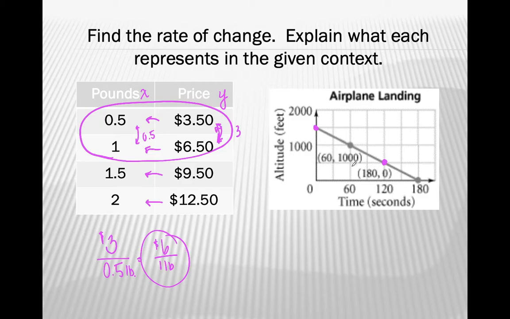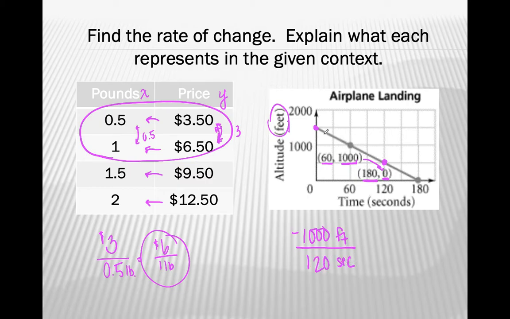So if I just use the 2 ordered pairs that they have labeled for us, our original y value, we start at 1,000 and then we drop down to 0. So that's actually a change of minus 1,000, and in this case it's feet. That's the y value. So remember, for the y value, we're looking at this axis right here for our units. And then the x value, it goes from 60 seconds to 180 seconds, so that's an increase of 120 seconds.